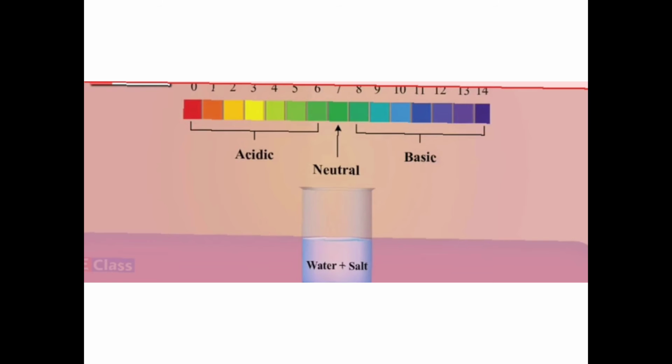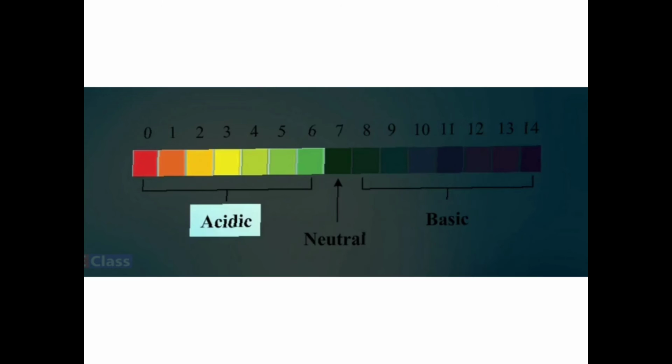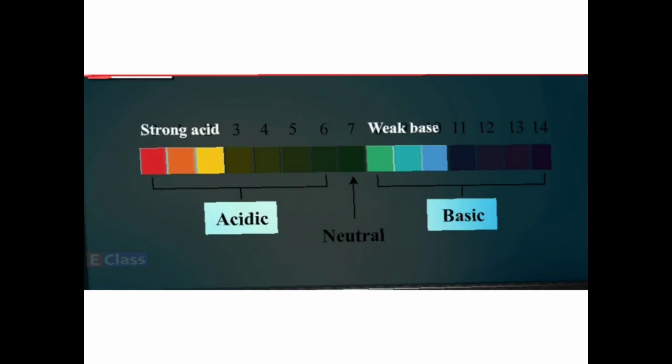So if it is giving pH 7, we call it neutral. If it is giving below 7, then it is an acidic salt. If it is giving above 7, then it is a basic salt. Right? An acidic salt has a pH less than 7. So when a strong acid reacts with a weak base, the resultant will be acidic because the strong acid is there.